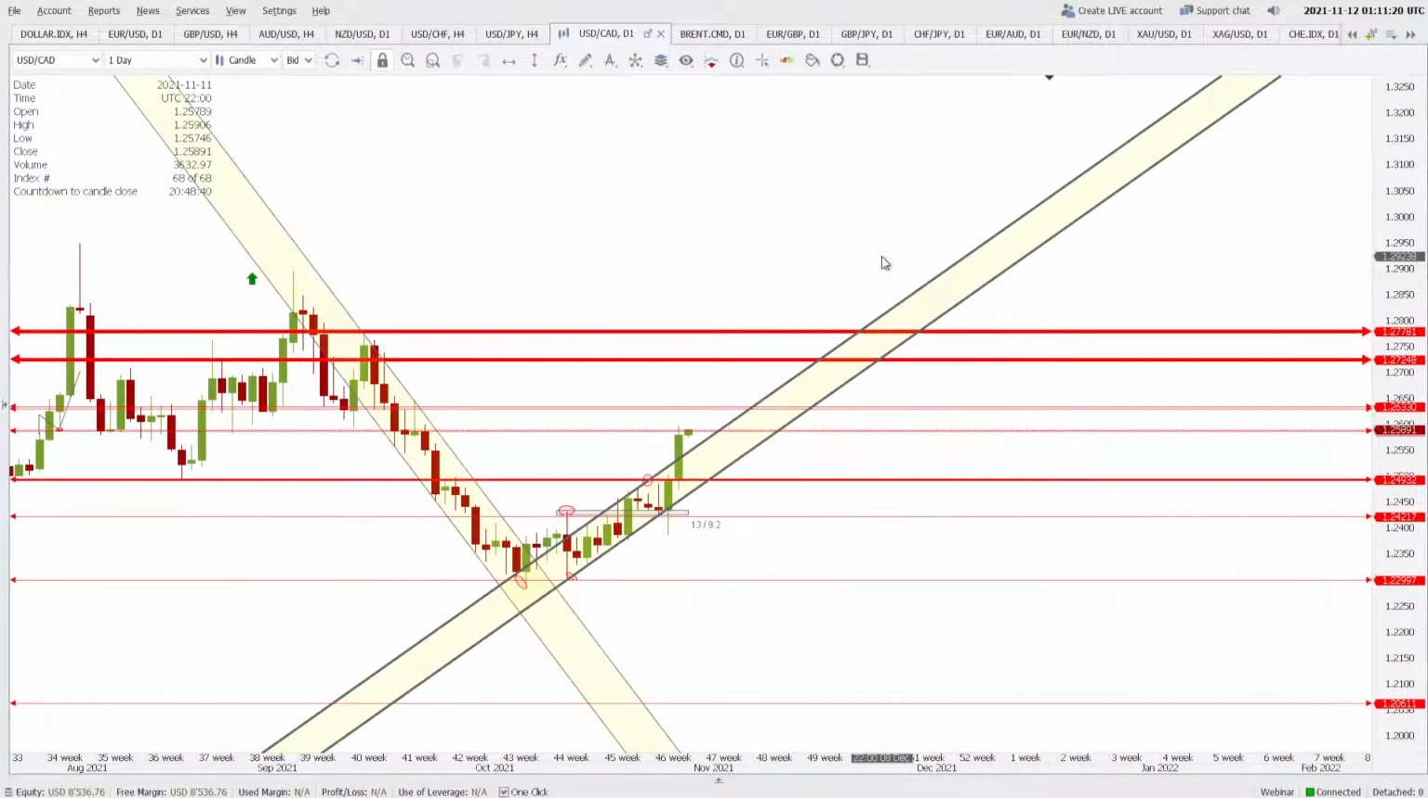Talking about the US dollar against the Canadian dollar, yesterday the price met the resistance of 1.2586 and now it is trading very close to that resistance level. Right now the price is trading at 1.2589.